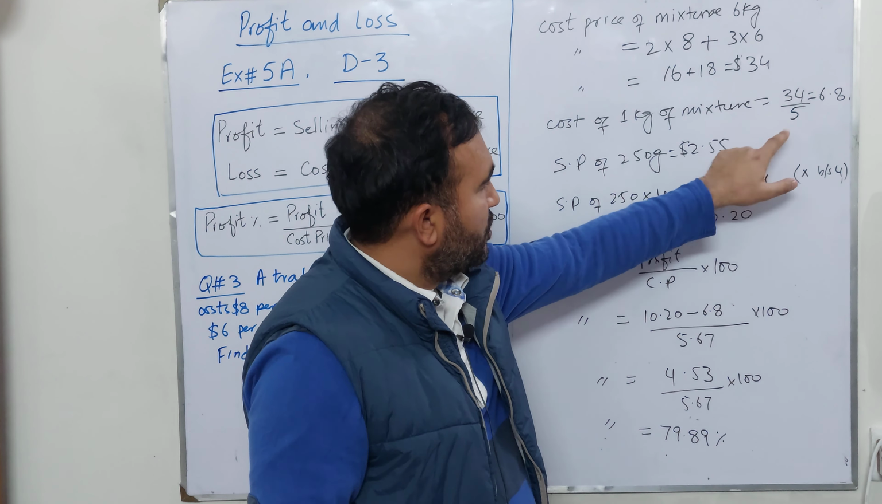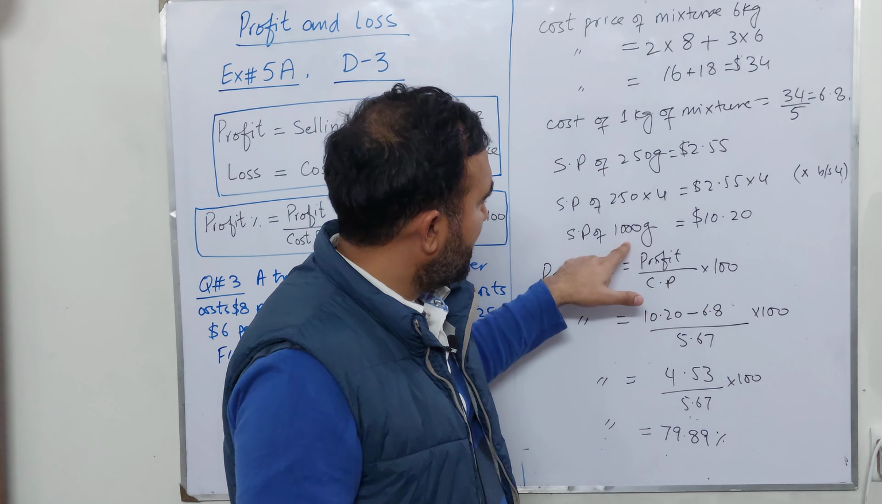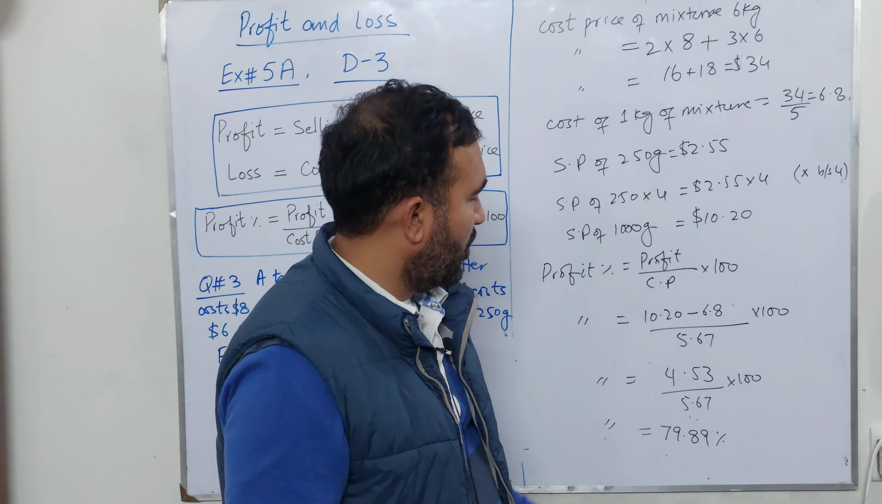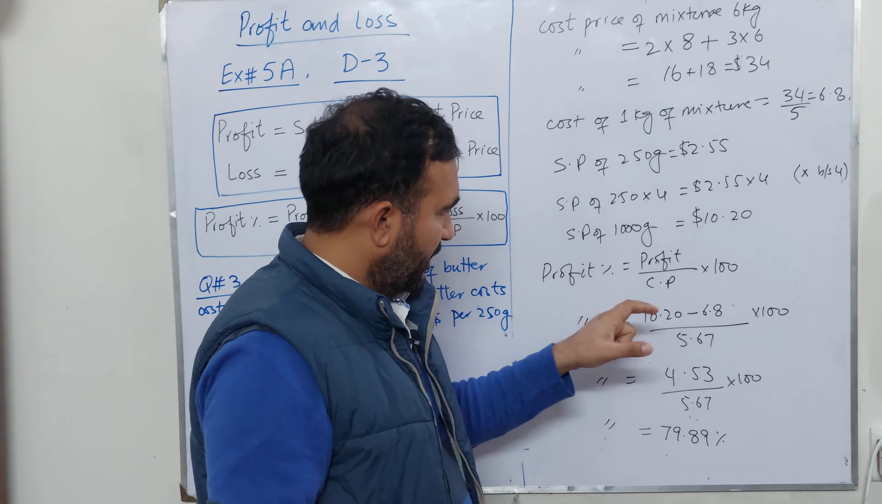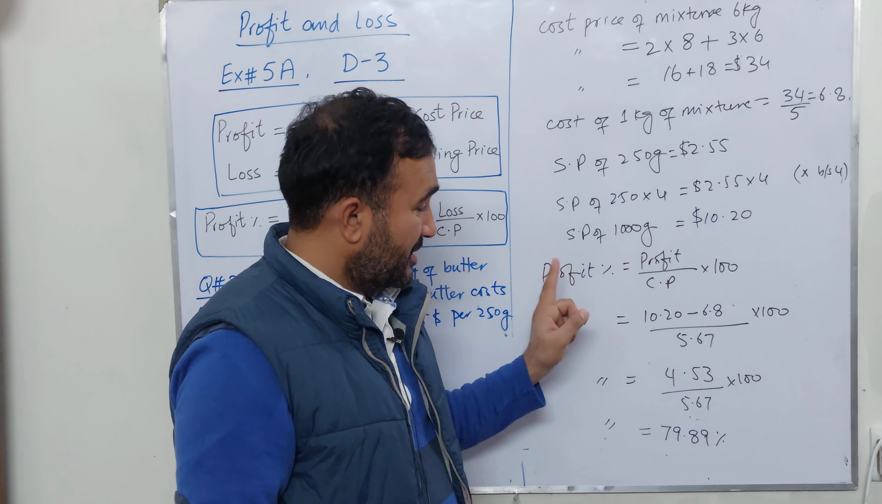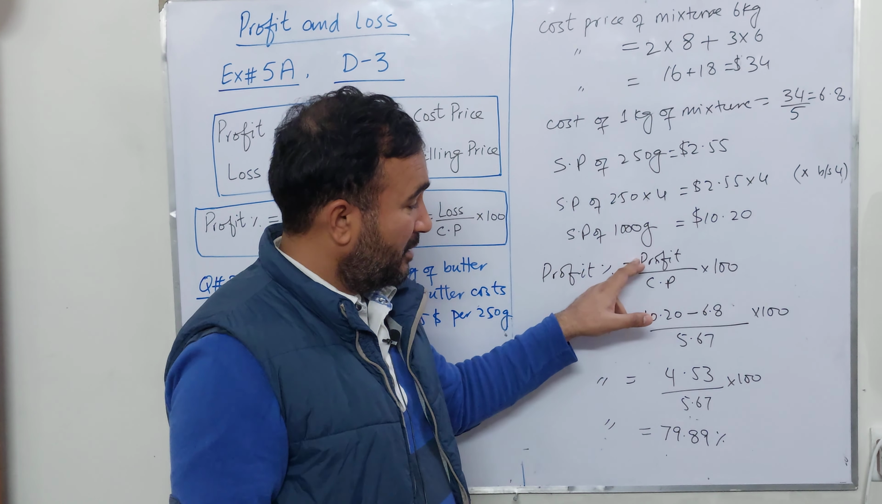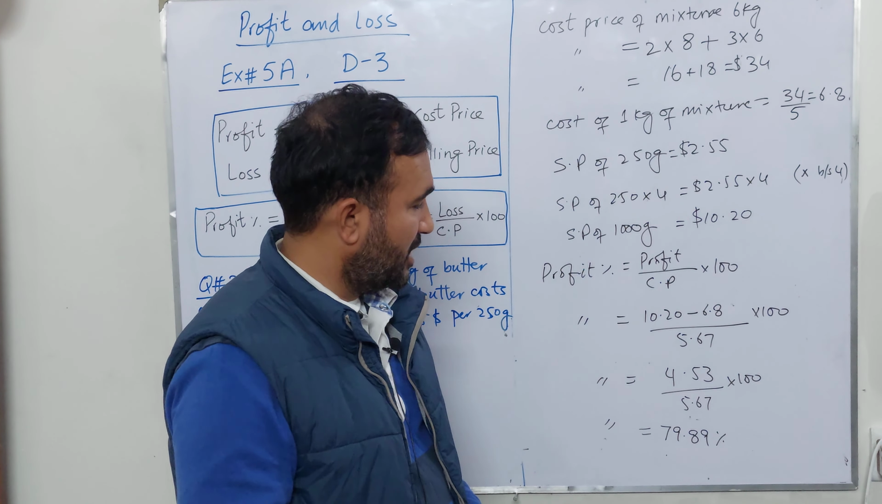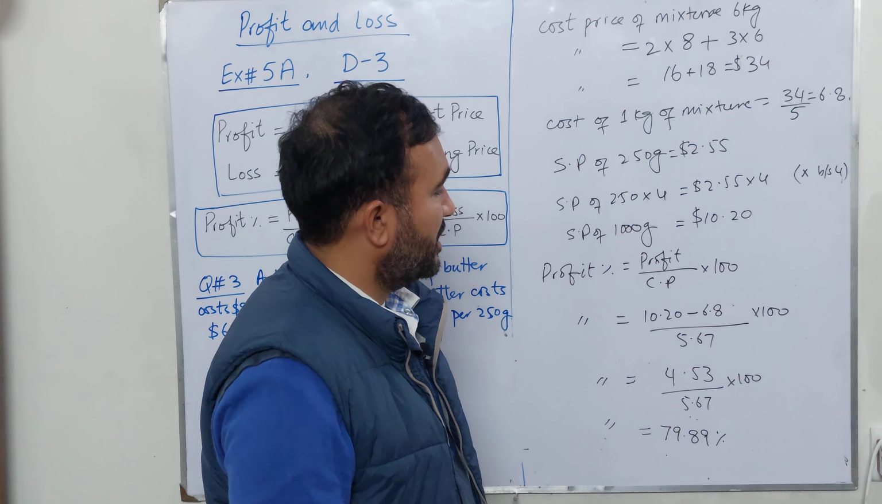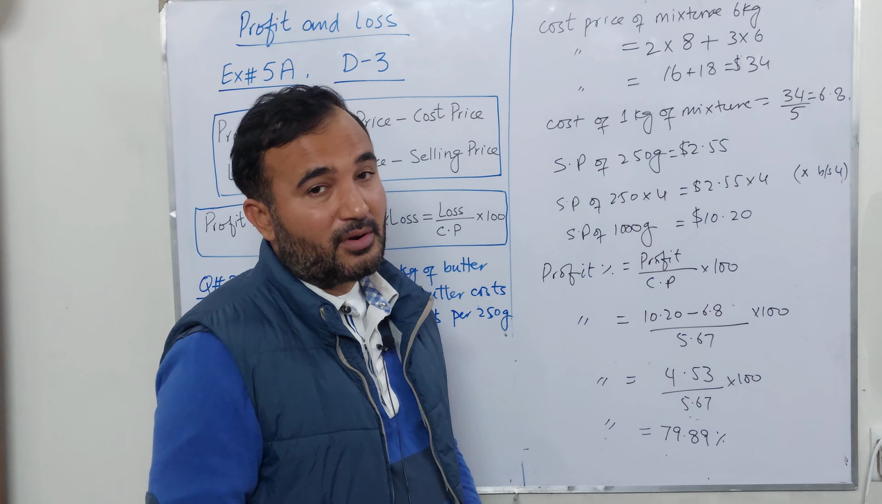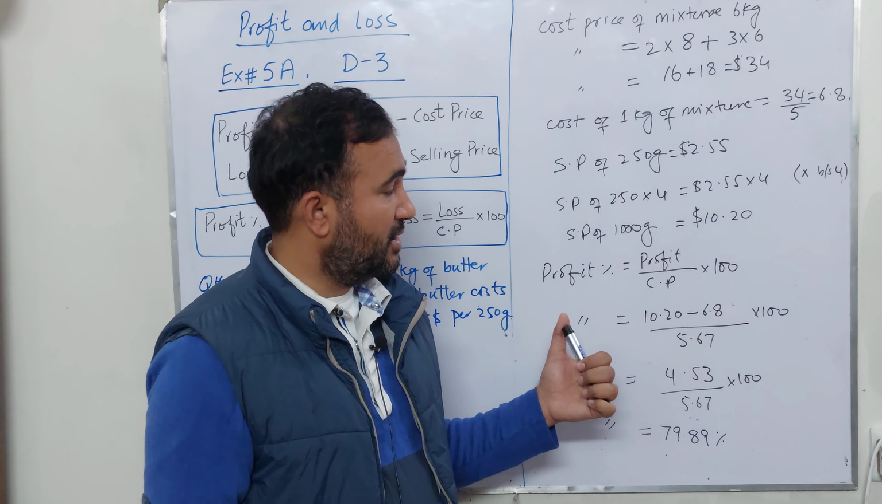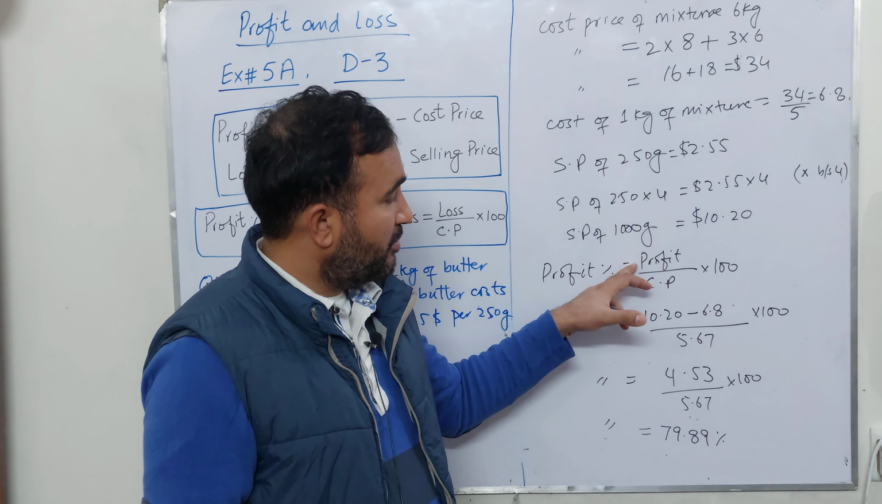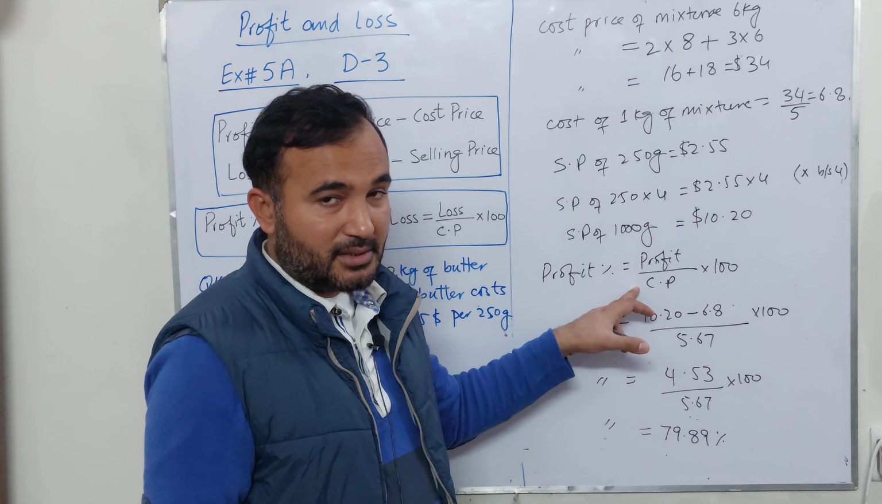Okay, and then we shifted this 250 gram into 1 kg, so the selling price of 1 kg is $10.2, right? And then profit divided by cost price, but it's mentioned in the book that we have to find the profit as a percentage of the selling price, so we have to change this cost price with the selling price, because usually profit is taken as a percentage of cost price, but here in the book it is mentioned in the question that find profit as a percentage of selling price.